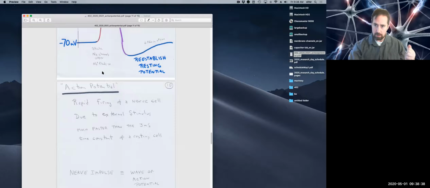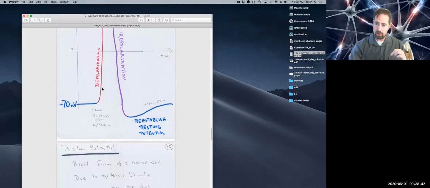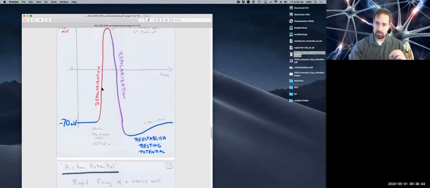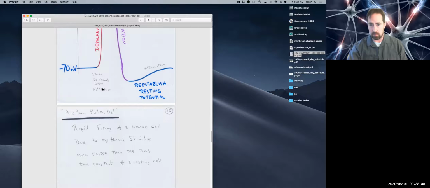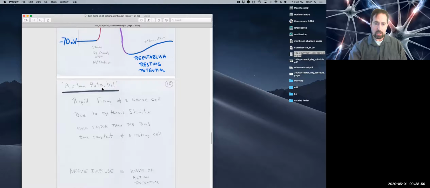I don't know why. I'm not a biologist. It has something to do with potential. It's very much like there's a lot of action going on here. So I guess maybe it's that simple. It's called an action potential.